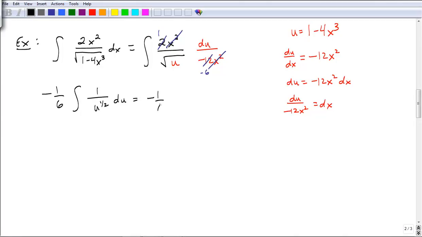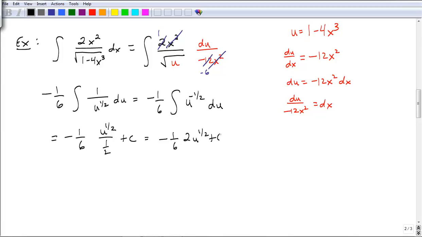But I need to move that to the top before I can use the power rule, so I write that as u to the negative 1/2. But now all my letters are u, and I have a du in there, so I can integrate with the power rule. Add 1 to negative 1/2, you get positive 1/2. But dividing by positive 1/2 is like multiplying by 2. And so I can simplify this. And I get negative 1/3 u to the 1/2 plus c.